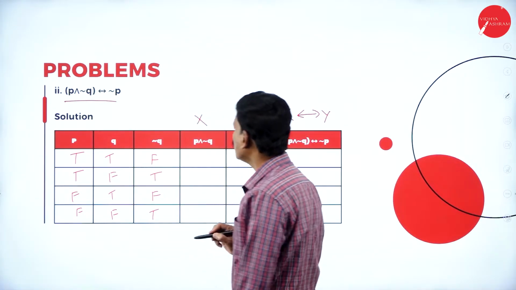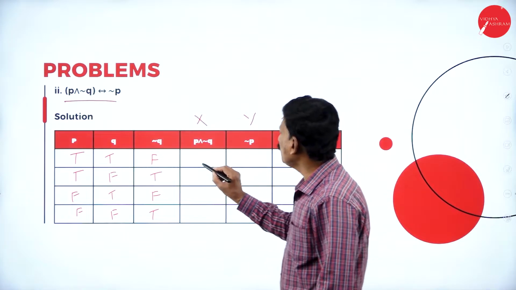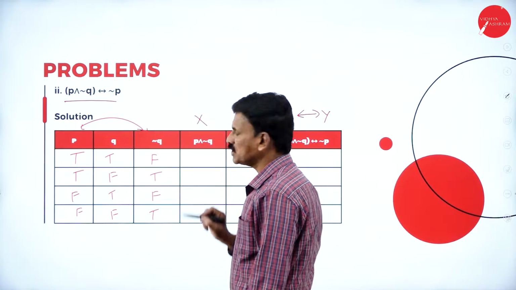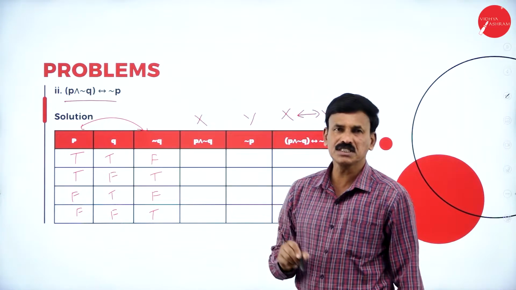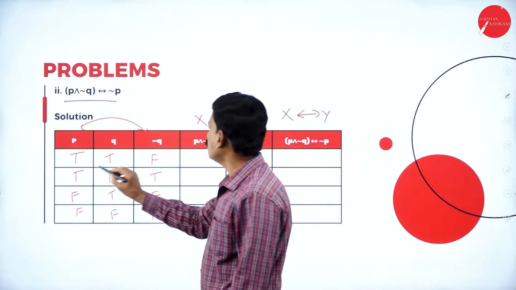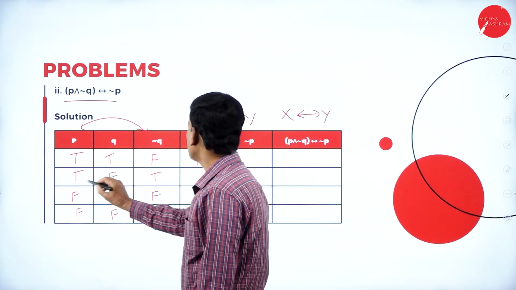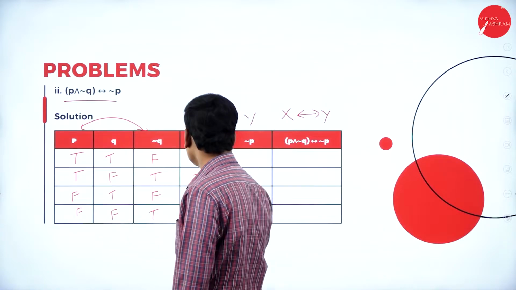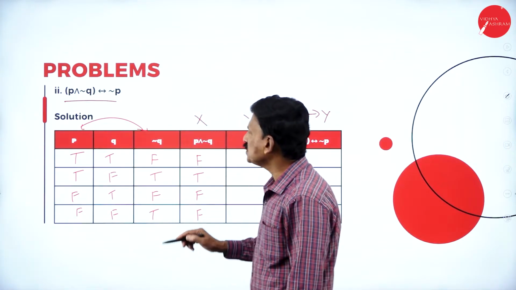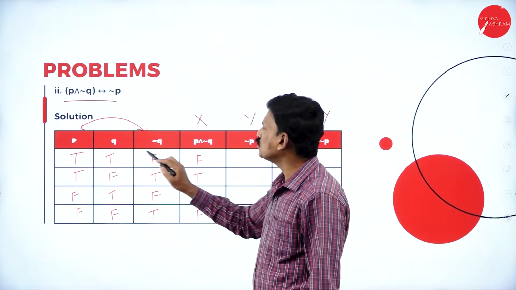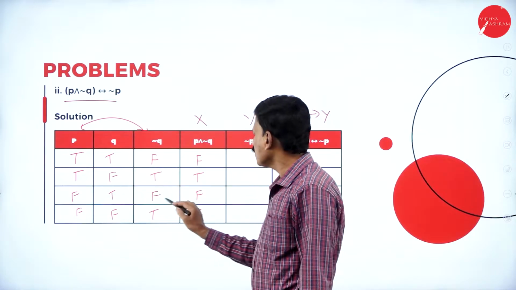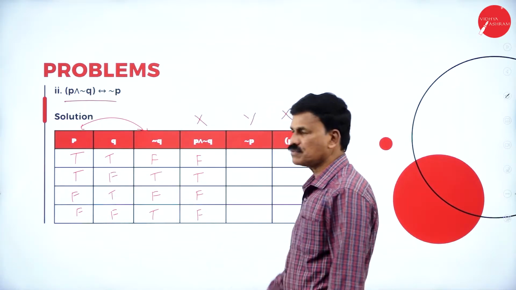Now, the conjunction between these two, P conjunction negation Q. Conjunction is true only when both are true; in all other cases it is false. So, true and false is false, true and true is true, false and false is also false, false and true is also false. So the conjunction between P and negation Q is false, true, false, false.